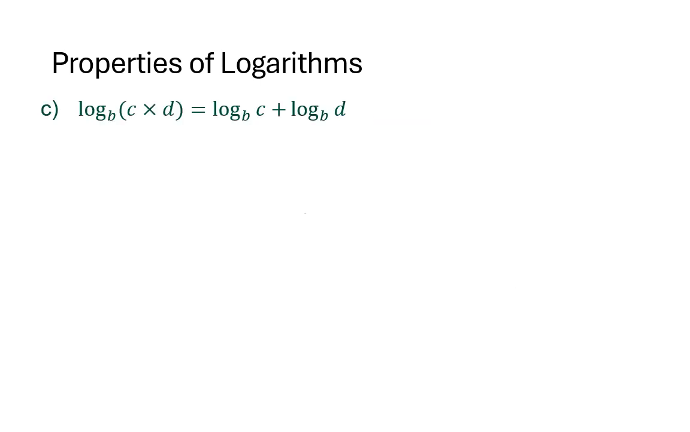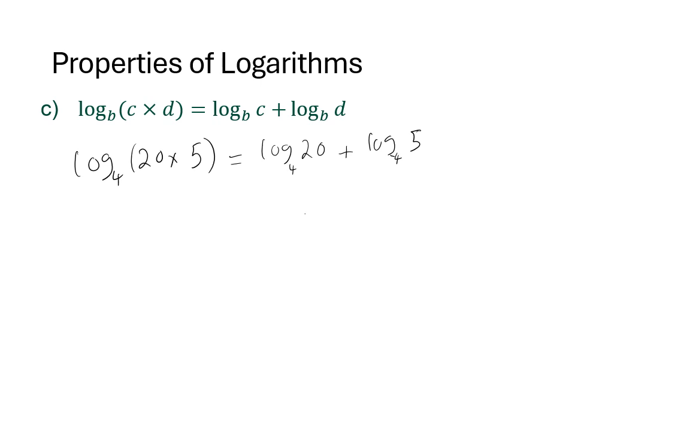So the next property is if you have log of c times d base b, this is just equal to log c base b plus log d base b. So for instance, let's say you have log base 4 of 20 times 5. This is just the same as log of 20 base 4 plus log of 5 base 4.